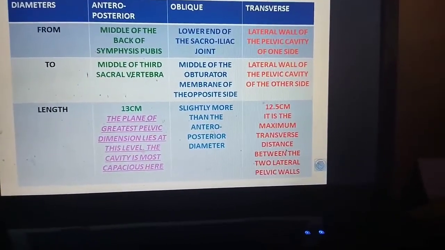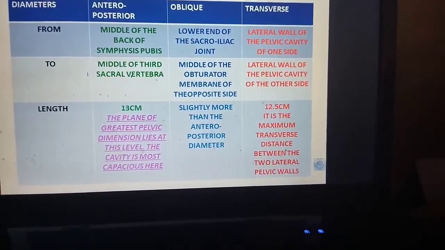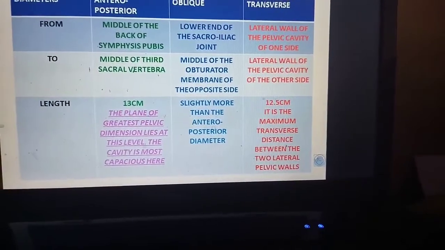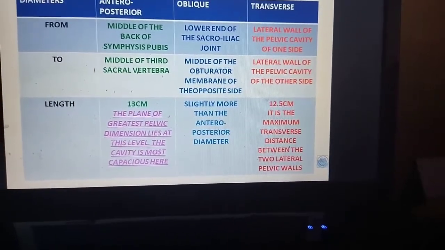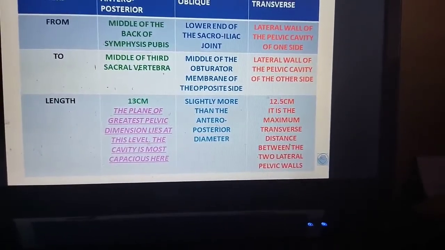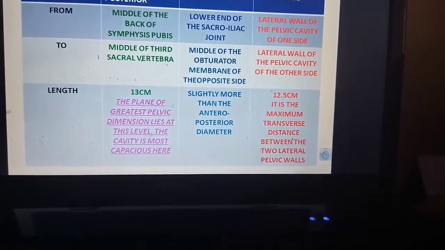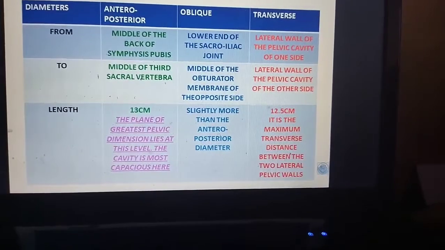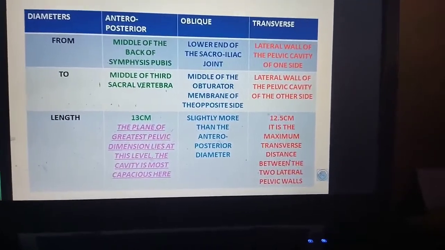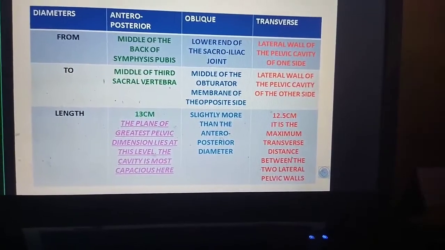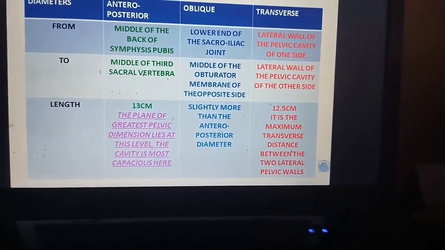The transverse diameter is the distance between the lateral wall of the pelvic cavity of one side to that of the other. So it is the maximum transverse distance between two lateral pelvic walls. And obviously here the points taken on both sides must be identical. The maximum transverse distance is 12.5 centimeters.